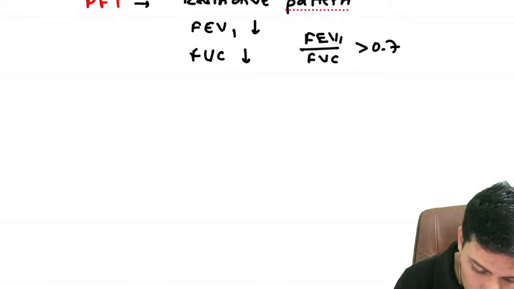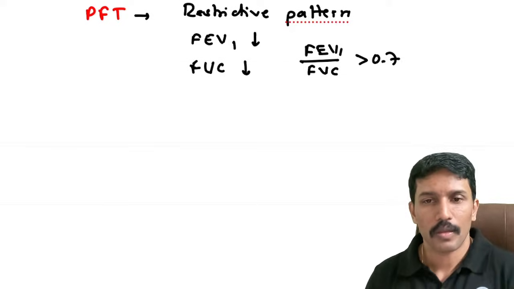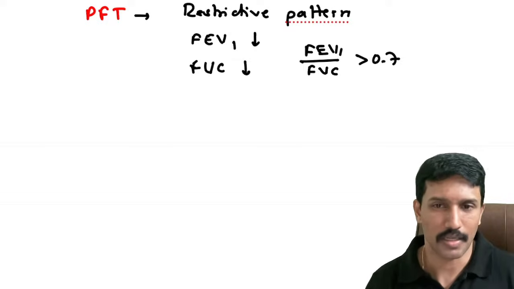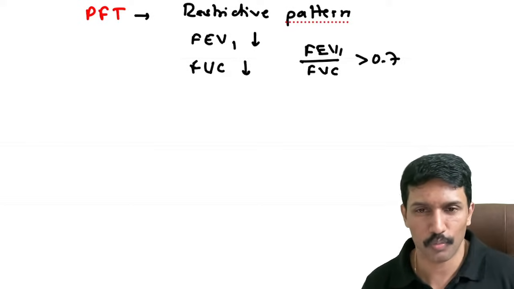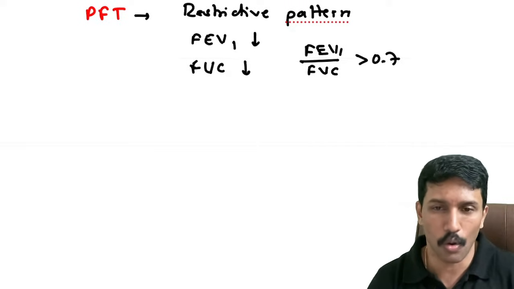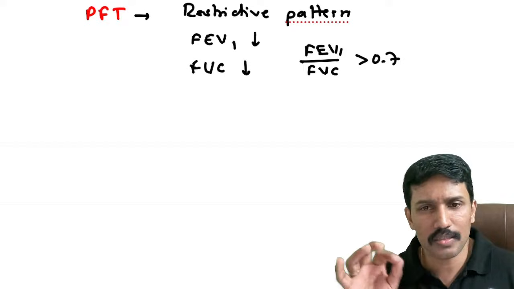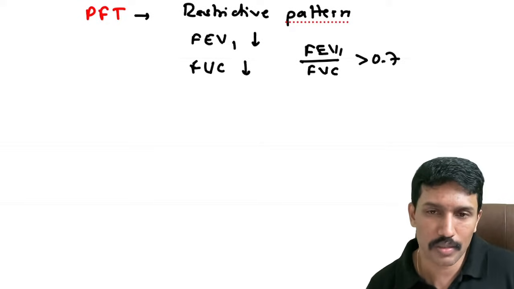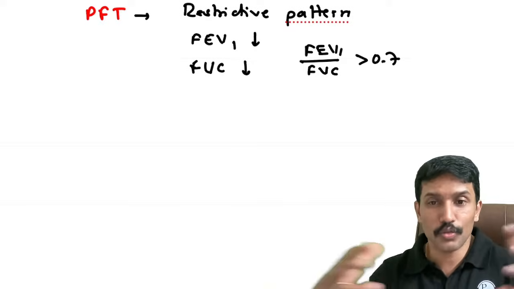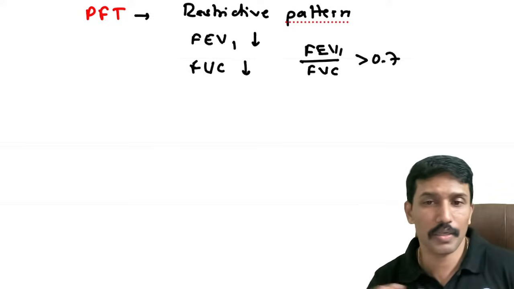But PFT is not the investigation of choice for the diagnosis of ILDs. So remember one simple thing. If it is an obstructive disorder, PFT is a diagnostic test because it clearly shows the ratio less than 0.7, and you can also prove whether it is persistent or reversible obstruction by doing the bronchodilator reversibility test. But in the restrictive disorder, it only tells that it is a restrictive disorder. But pneumonia is also a restrictive disorder. Pleural effusion also is a restrictive disorder. Pneumothorax also restricts the lung expansion, so that's also a restrictive disorder. All of them are restrictive disorders.